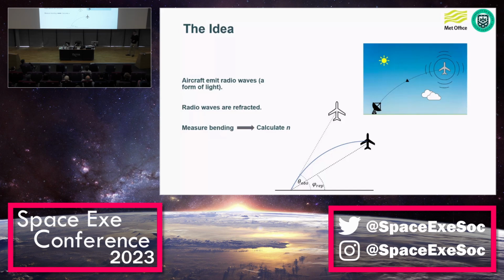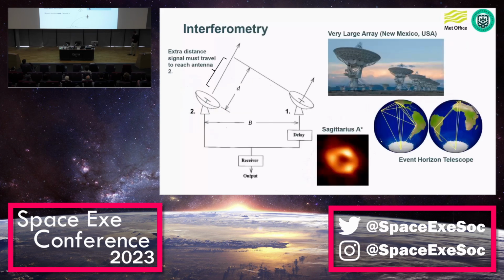So how can we exploit refraction to actually get better weather forecasts? So the basic idea is that aircraft emit radio waves. And just like any other form of light, these are refracted by the atmospheric layers. And if you can measure this bending, so how much this light bends as it passes through the atmosphere, you can work out what the refractive index structure is. So how do we actually measure this bending? How do we measure the sort of shifting in the position of the aircraft signal?